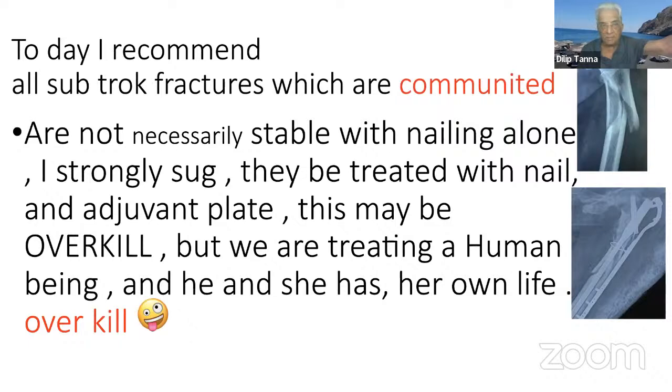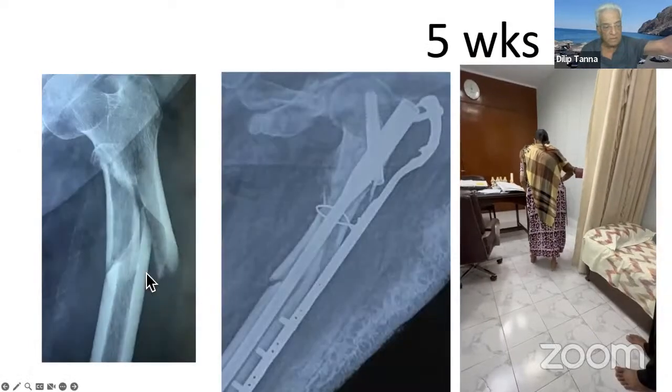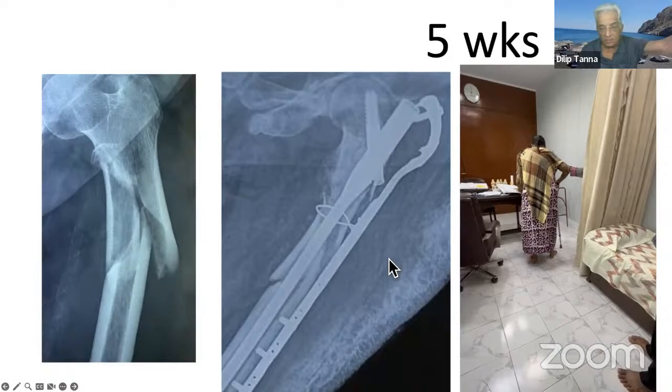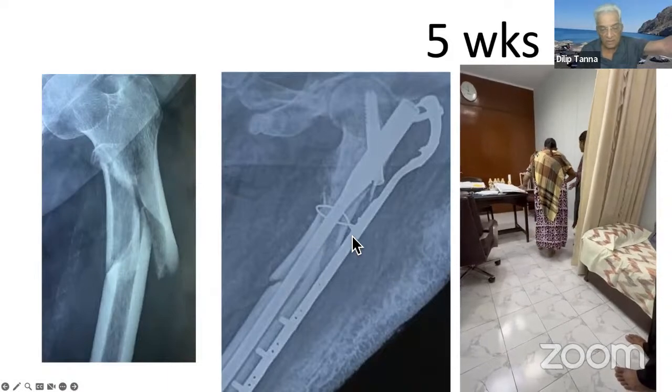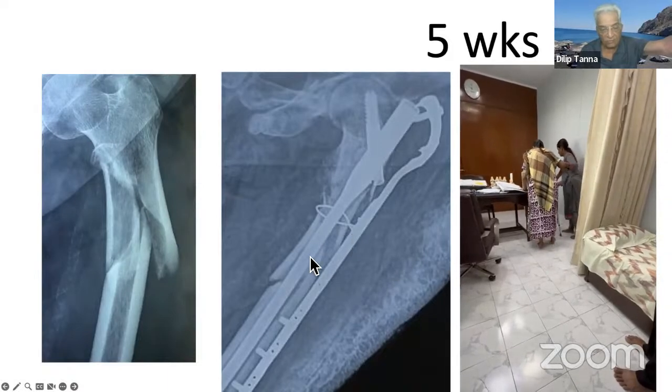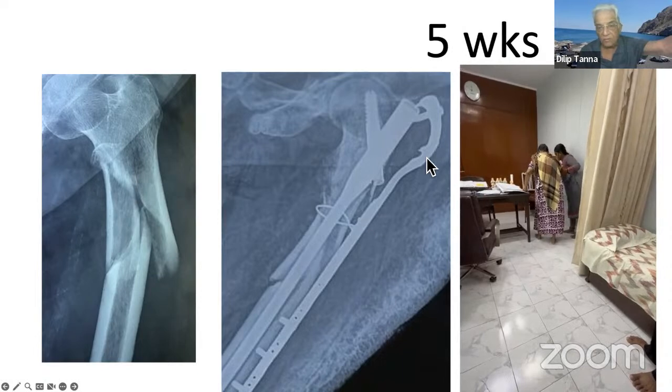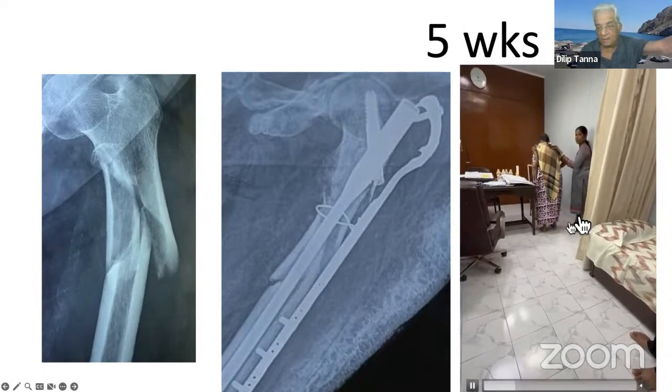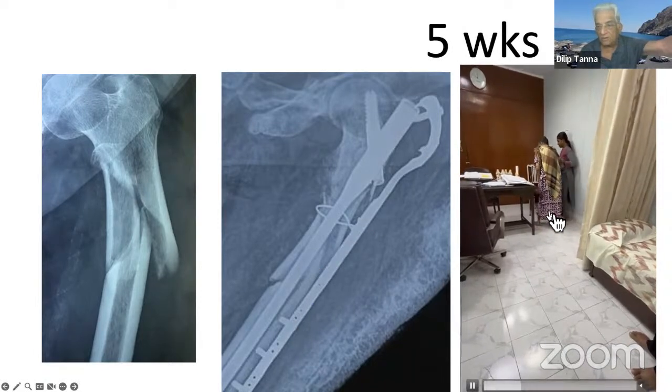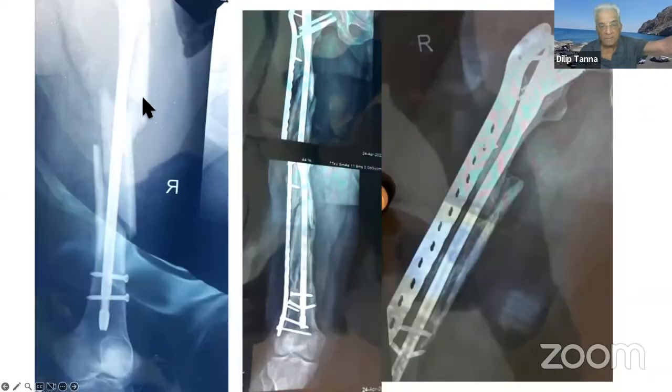I feel overkill is a must in orthopedics. This sort of a fracture in an elderly person, cerclage is done, and still after the cerclage I felt it is not stable enough. So I went ahead and did the plate. And the patient is walking about in 5 weeks' time. You can see very well.